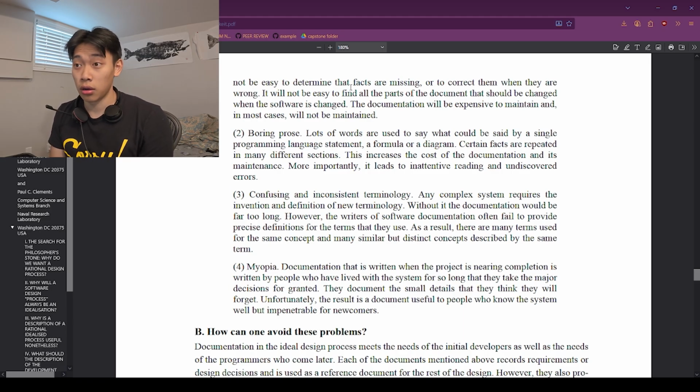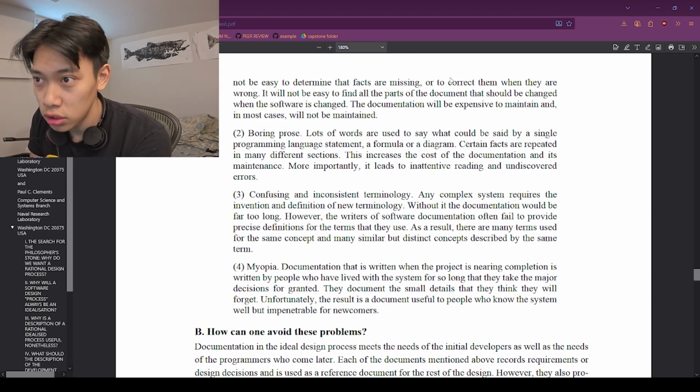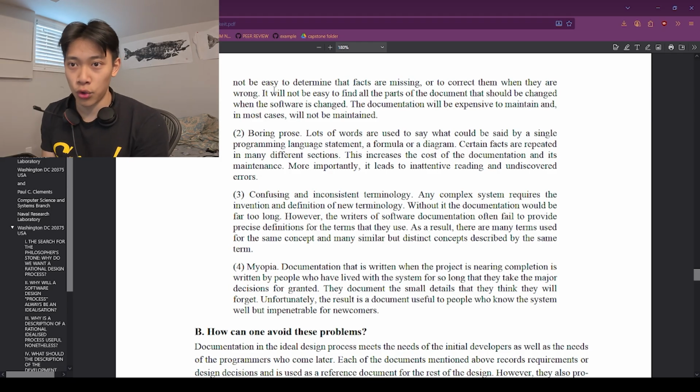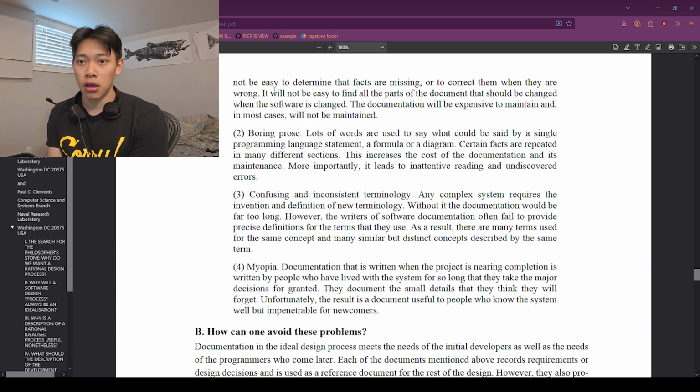Therefore, it will not be easy to determine that facts are missing, or to correct them when they are wrong. It will not be easy to find all the parts of the document that should be changed when the software is changed. The documentation will be expensive to maintain and in most cases will not be maintained.